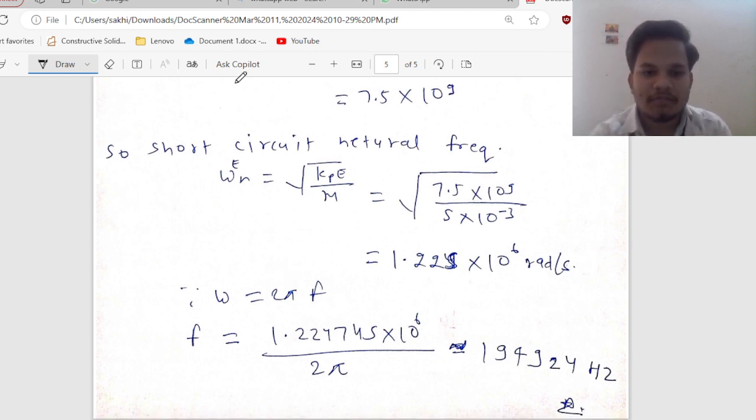This is the angular frequency, radian per second. If you want the frequency in hertz or kilohertz, you can use this formula, omega equals 2 pi f, and you can calculate the frequency, that is the original frequency, not the radial frequency. So this frequency is this value, right?